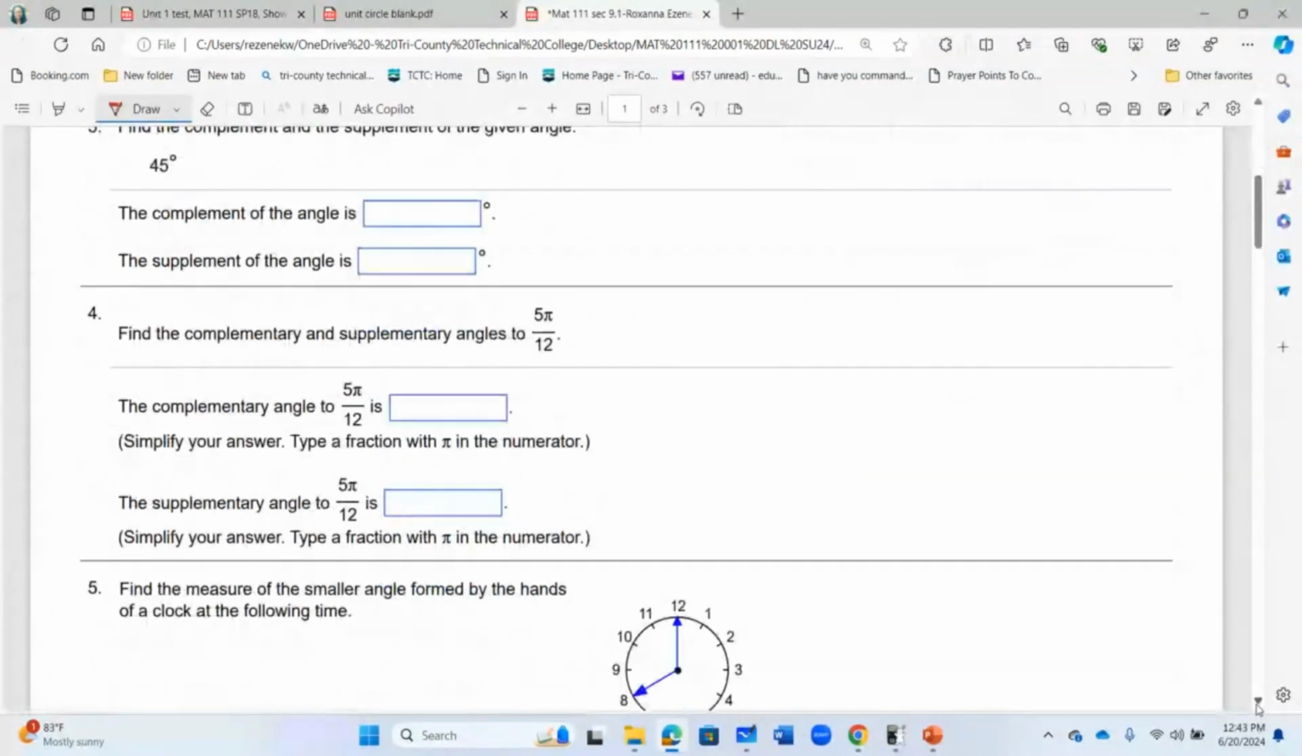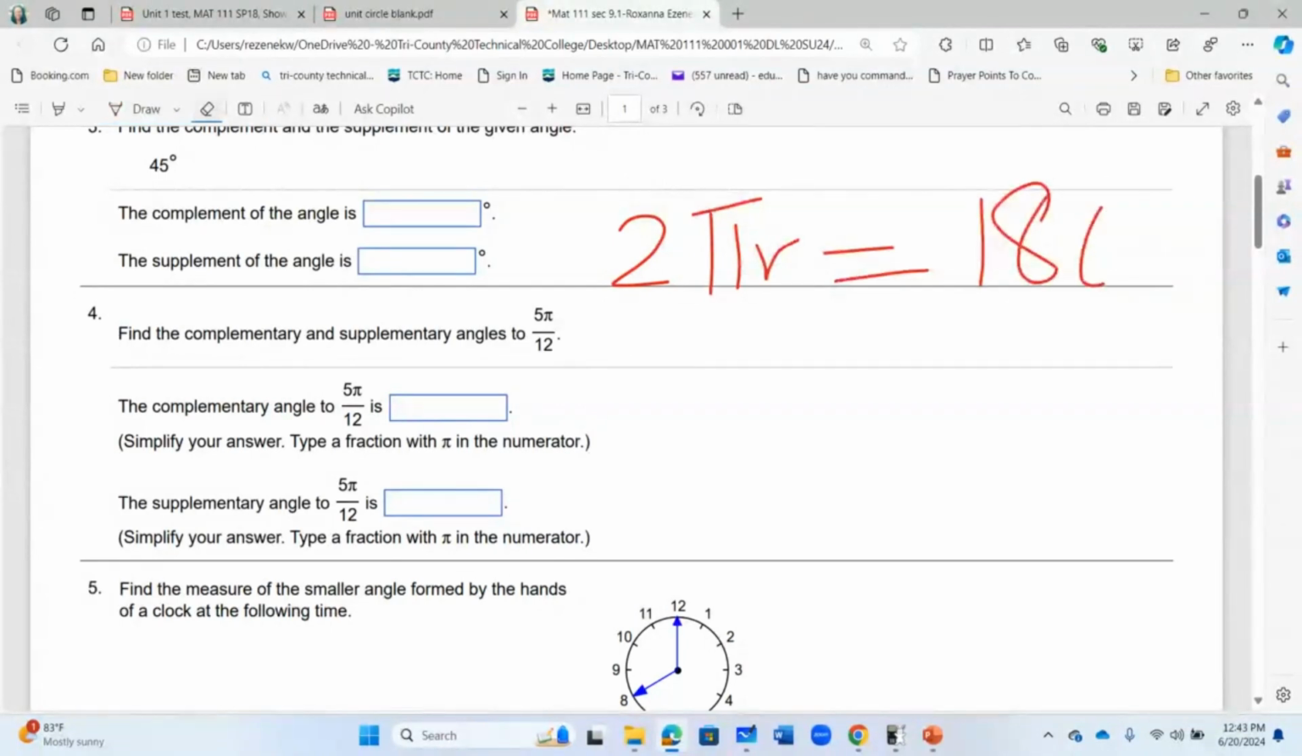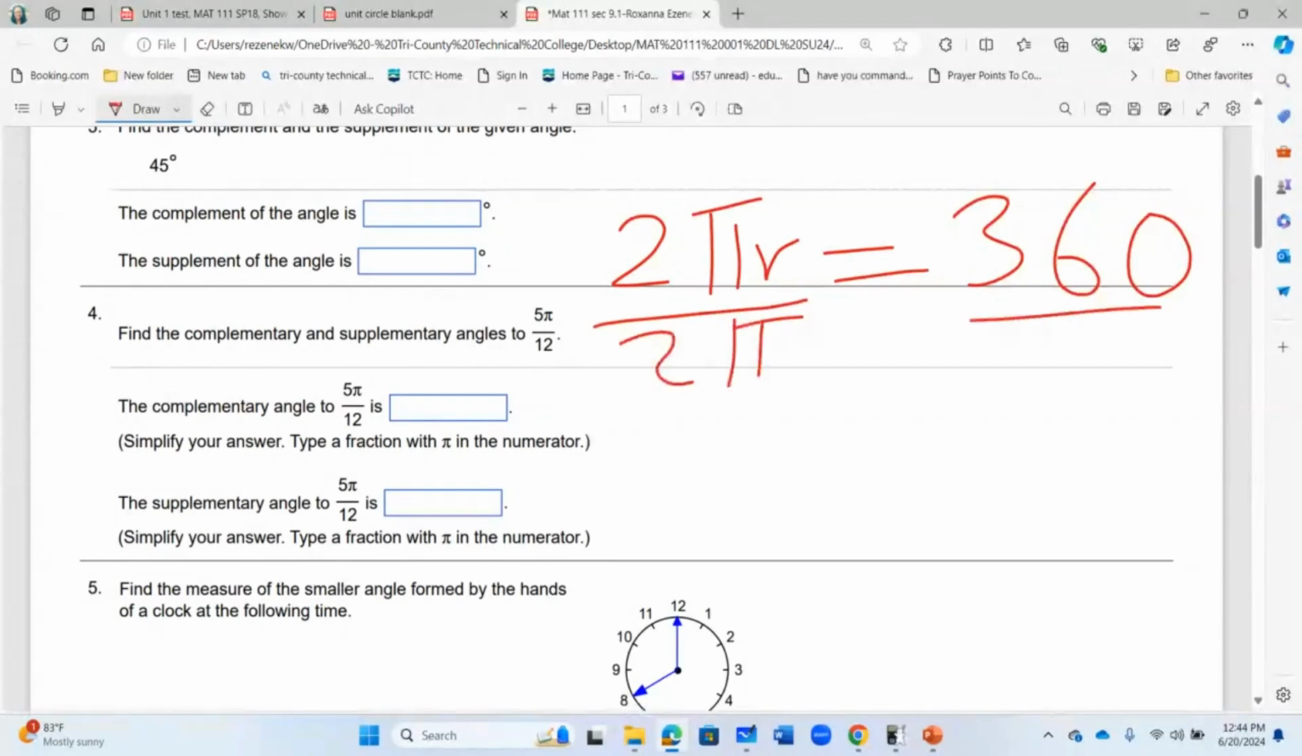First of all, let me bring my unit circle. And by the way, before I bring my unit circle, I want us to remember that 2 pi r, the circumference of a circle, is equal to 360 degrees. Sorry, I said 180, I mean 360 degrees. That's the circumference. If I divide both sides by 2 pi, I will have r is equal to 180 over pi.